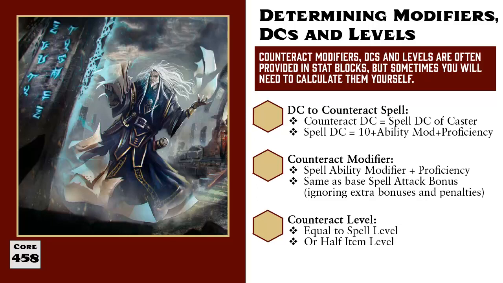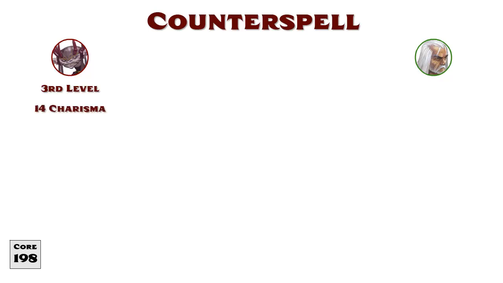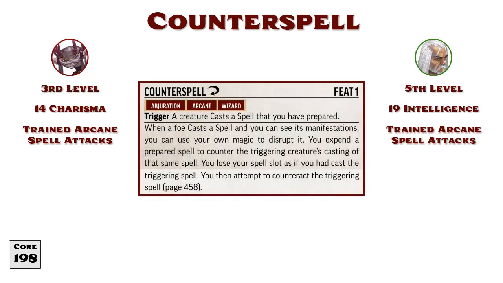Okay, now that we know the process and how to calculate the figures that are needed, let's see how this all fits together with a few examples. In our first example, we have a Hobgoblin Sorcerer and Ezran the Wizard. The Hobgoblin is 3rd level, has a charisma score of 14, and trained proficiency in arcane spellcasting. Ezran is a 5th level wizard, has an intelligence score of 19, and trained proficiency in arcane spellcasting. He also has the Counterspell feat.